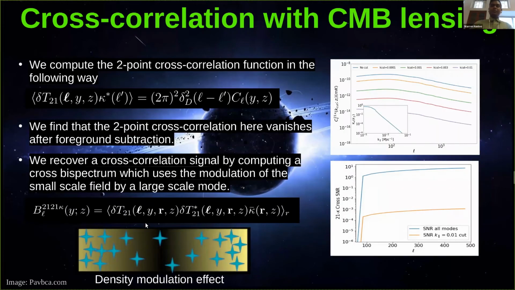Okay, so how do we compute this cross correlation? In the same way as we did the H1 case, we do a 2-point correlation function. So we take a 21 centimeter field and we correlate it with the convergence field at different scales, and we get the cross correlation power spectrum.